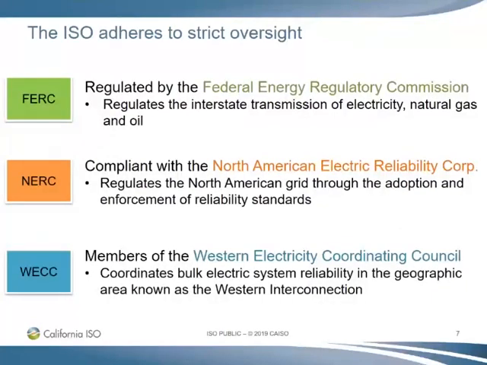As an ISO and BA, we must adhere to strict oversight from key agencies, which include FERC, NERC, and WECC. The Federal Energy Regulatory Commission, or FERC, is the independent U.S. federal entity that is the regulator of our market and, as such, has jurisdiction over interstate electricity sales, wholesale electric rates, natural gas and oil pipeline rates, reliability standards for the bulk power system, and so forth.